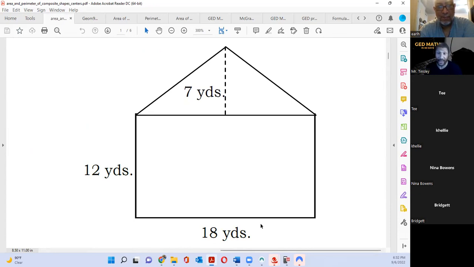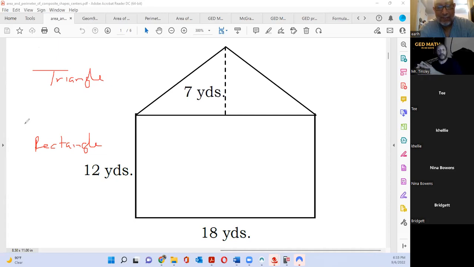Well, how many shapes do we have? A triangle and a rectangle. A square? Oh, we said a triangle and a square? Are you sure about that? Rectangle. Sorry about mine. So remember, a square has equal sides. This rectangle, one side is 12, the other side is 18. It cannot be a square.